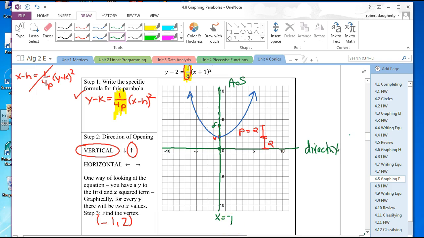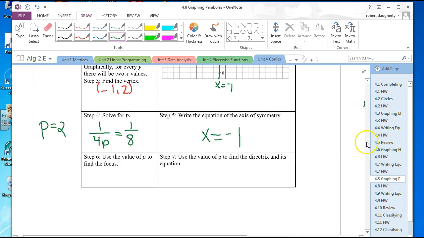What's the equation of the directrix? Y equal, not 2, 0. Y equals 0, okay? So the directrix is the line Y equals 0.